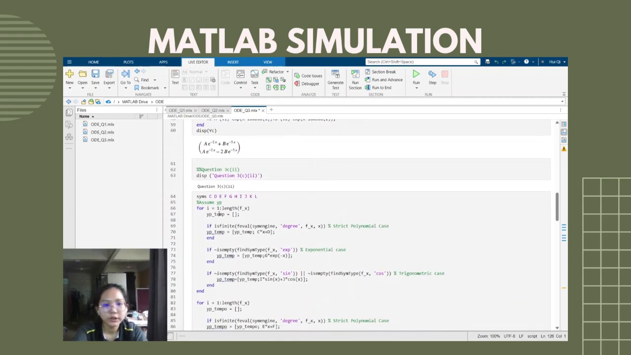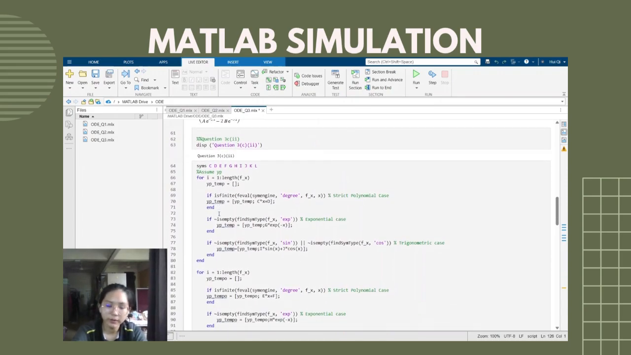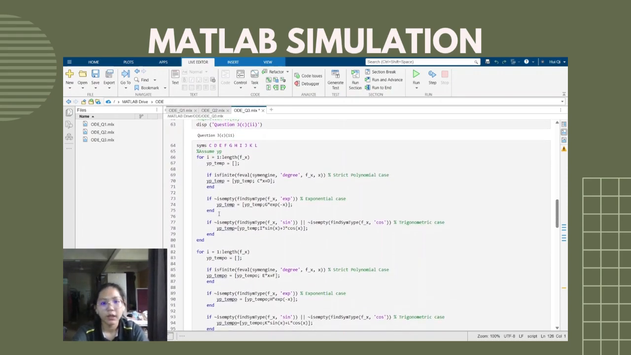For question 3c2, we are required to assume the value of yp, and this is because it depends on our right hand side.